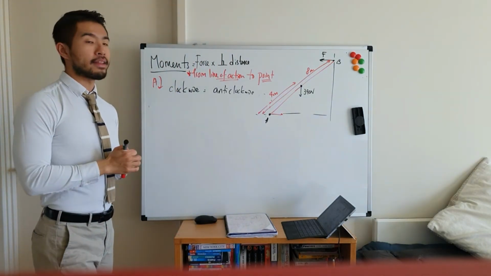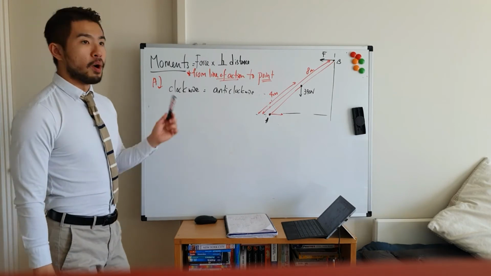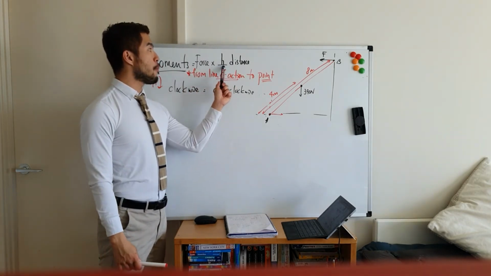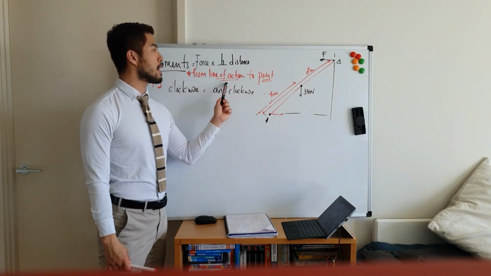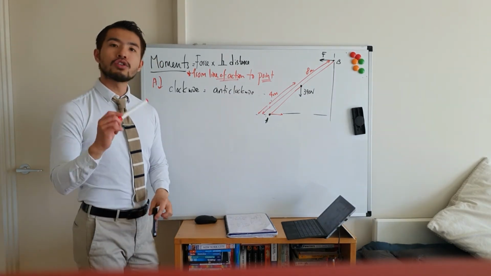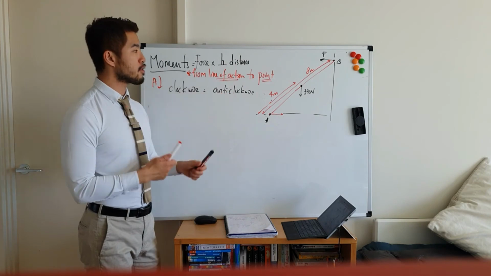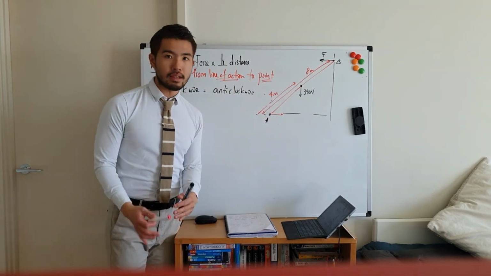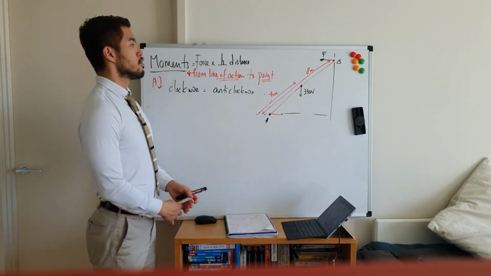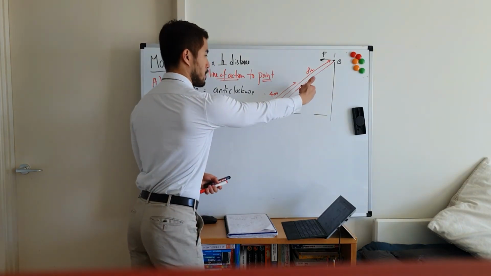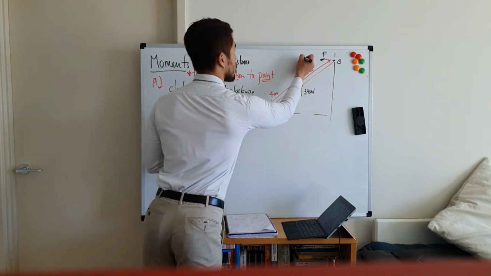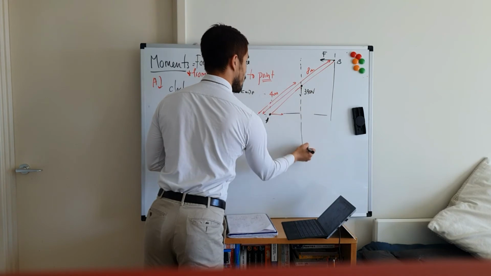But what is the distance? Moment is force times perpendicular distance from the line of action to the point. So let's start with what the line of action actually means. Action is which direction it is. So the line of action here, the direction is here, so the line of action for this force will be here.